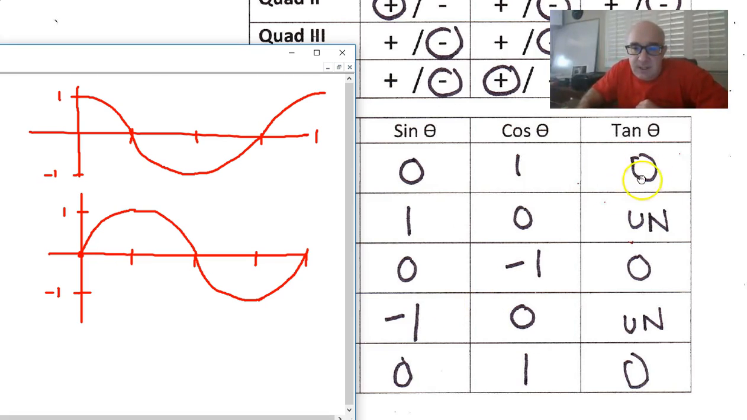Now tangent does a funny thing, but tangent is slope. So remember, it kind of rises and then becomes undefined. Think of tangent as slopes, and that's why it goes from 0, no slope, all the way to a vertical line slope.